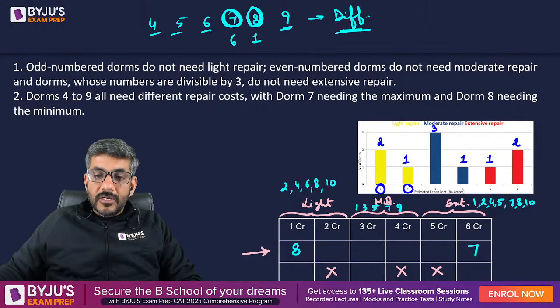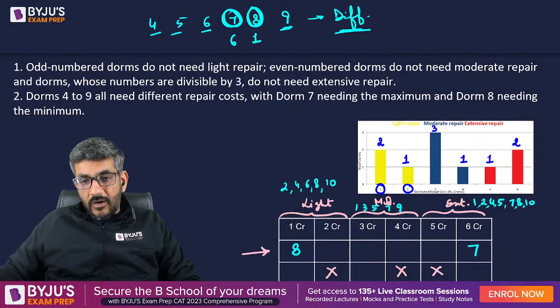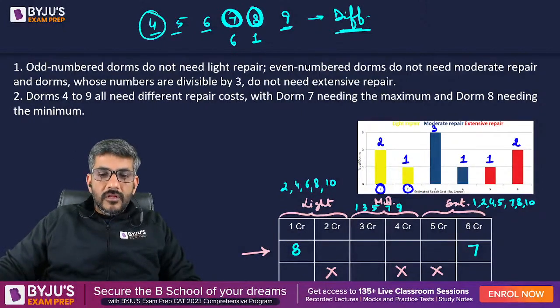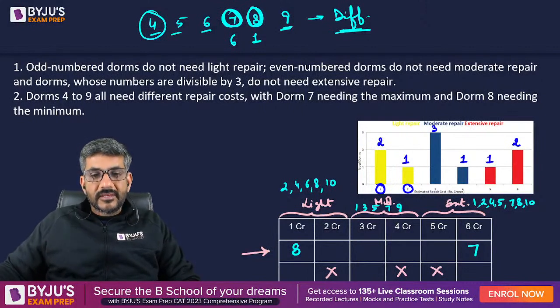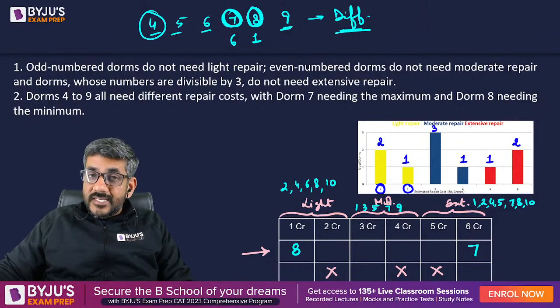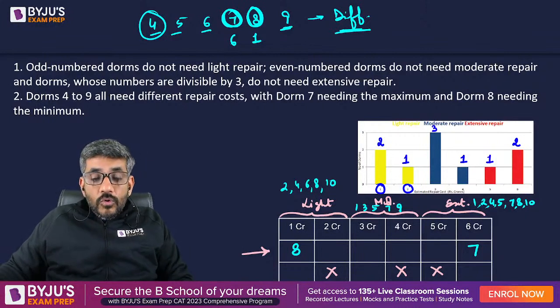I am sure that you are able to understand this. Now, when I talk about 4, 4 can come here, 4 can come here. Both possibilities are there. When I talk about 5, 5 can come here, right?